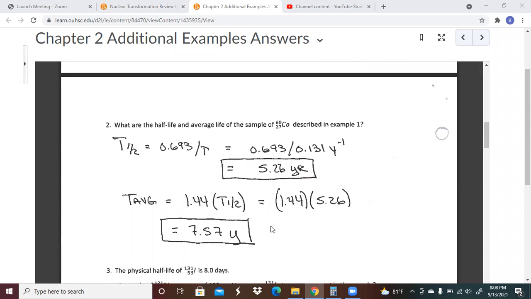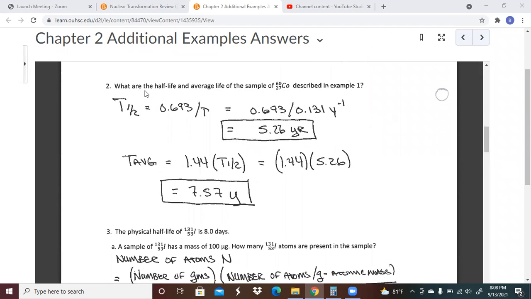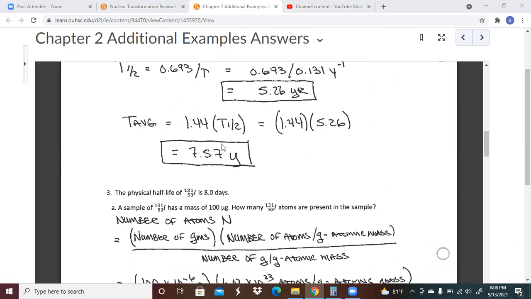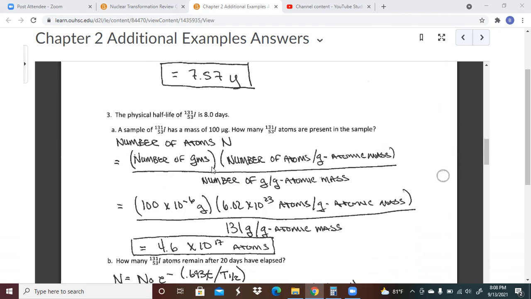Problem number 2, what are the half-life and average life of the sample of cobalt-60 described in sample 1? Well, the half-life, if we know what lambda is, is just 0.693 divided by lambda, and that's what it is in years. The average life is going to be 1.44 times the half-life. And as you do the computations, you come up with 7.57 years.